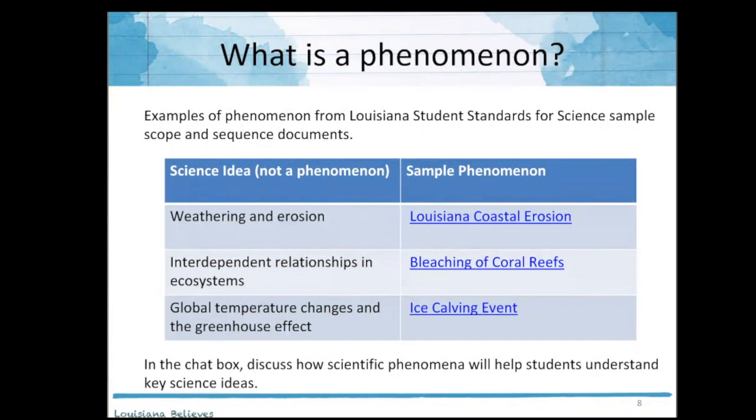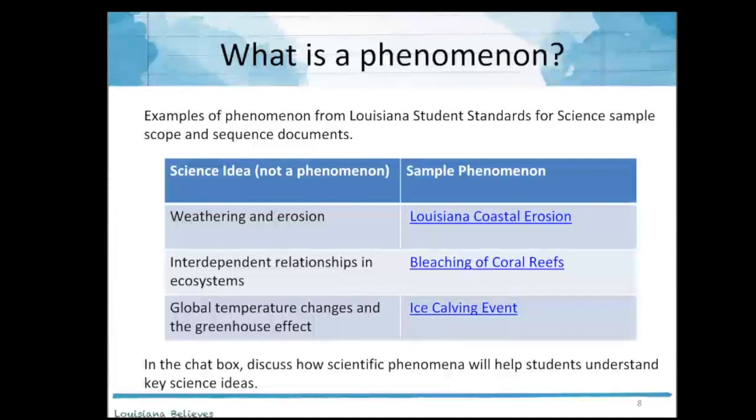So in the Louisiana Student Standards for Science Scope and Sequence documents, you will see phenomenon-based instruction used throughout the documents to help support students' understanding of key content knowledge. So some examples of that. In the 4th grade, students look at Louisiana's disappearing coastline. And as they are looking at this phenomenon, they are actually rooting their understanding in trying to explain how weathering and erosion is contributing to Louisiana's disappearing coastline.